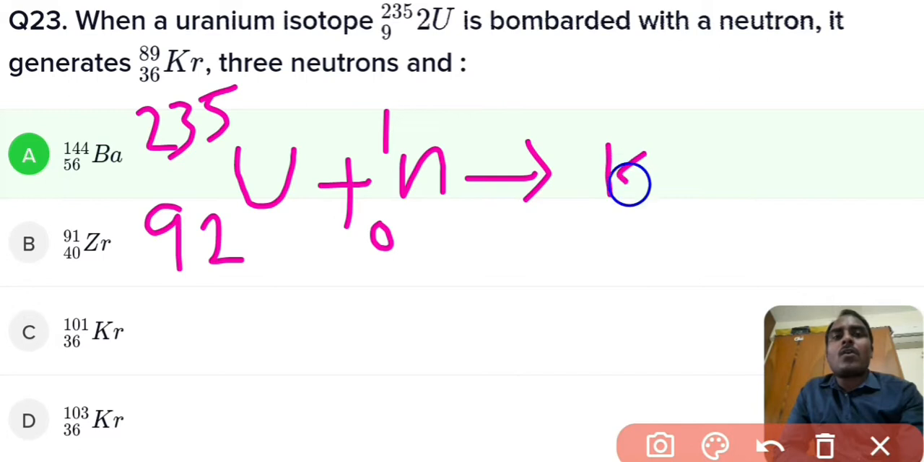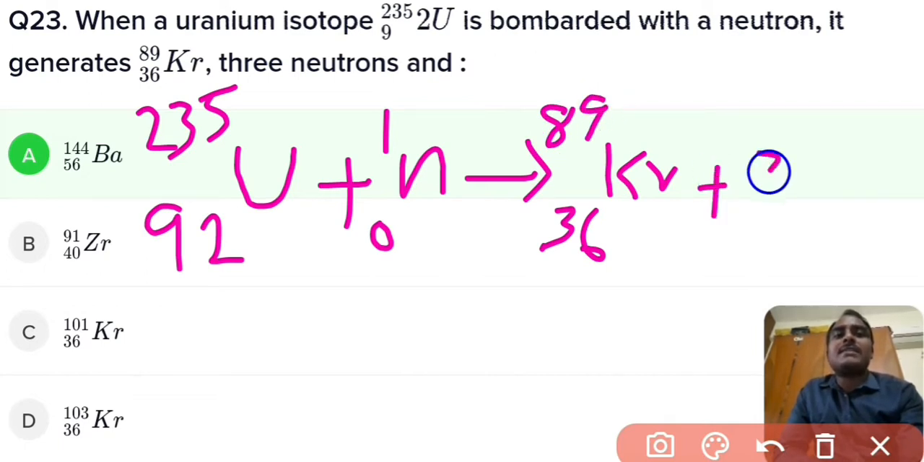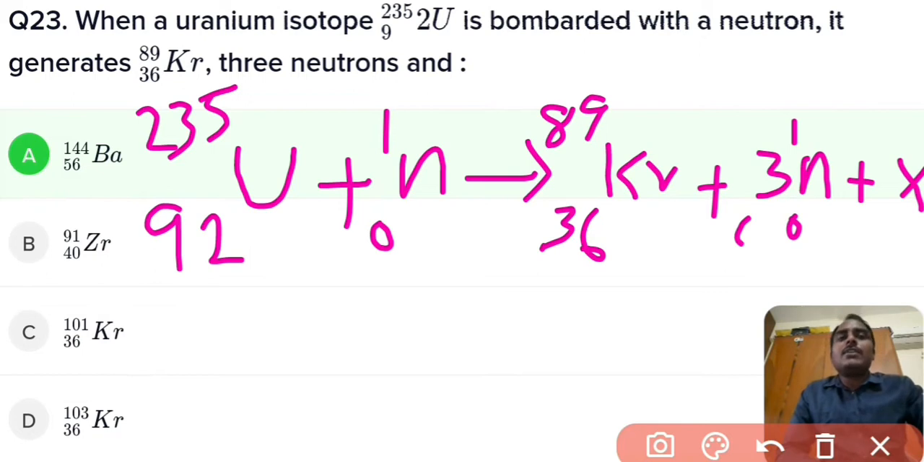Krypton Kr 36 and 89, plus 3 neutrons are released. The neutron doesn't have an atomic number, and its mass number is 1, plus a new element, which we don't know. If you take it as X, what is the atomic number and what is the mass number for that X element? This is very simple, balancing the equation.